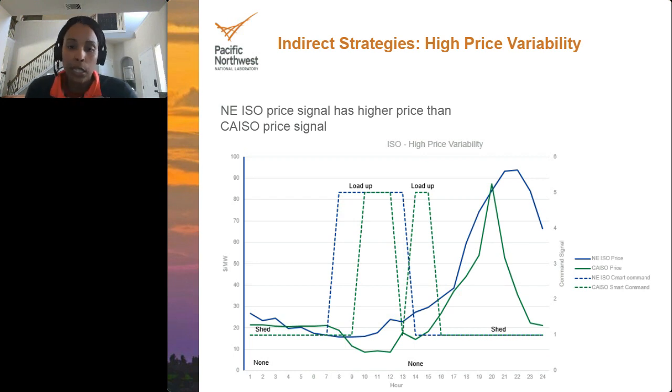And so what you can see here is that the smart algorithm is deciding to either shed or load up during the entire day. So this is an hourly signal over a day. And the only time that the devices will exit out of these commands is if it's reaching some type of storage limit on each one of the individual water heaters.